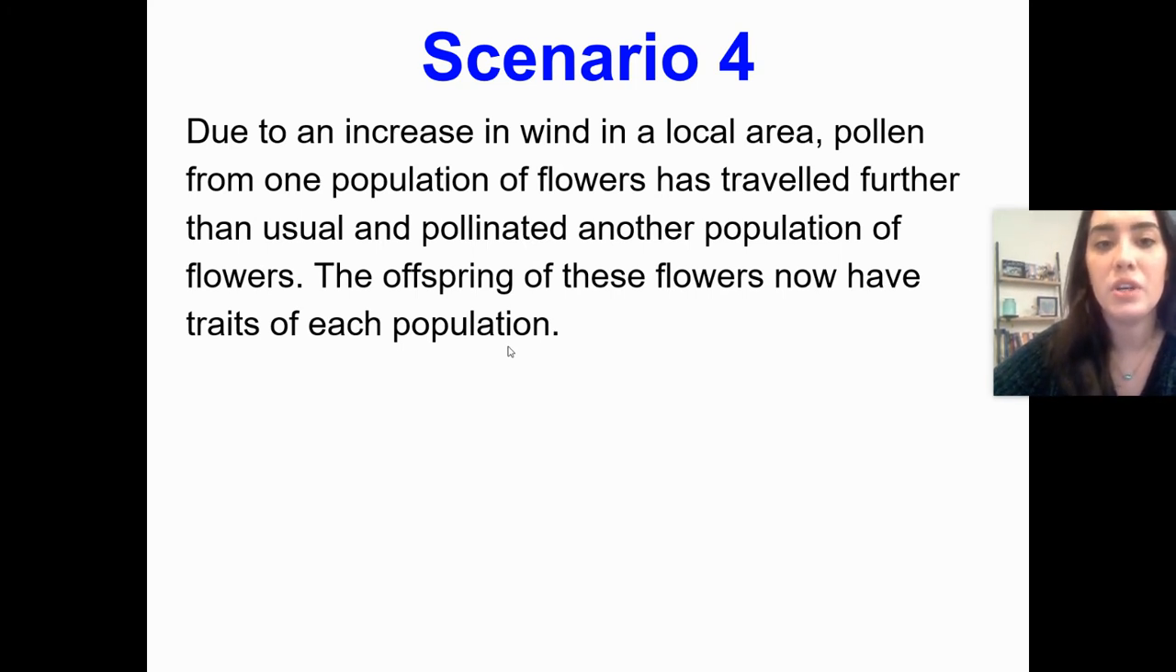The next one says, due to an increase in wind in a local area, pollen from one population of flowers has traveled further than usual and pollinated another population of flowers. And this should be easy because I gave you that example earlier. But the offspring of these flowers now have traits of each population. So which one is this?